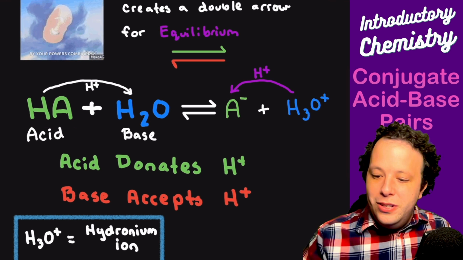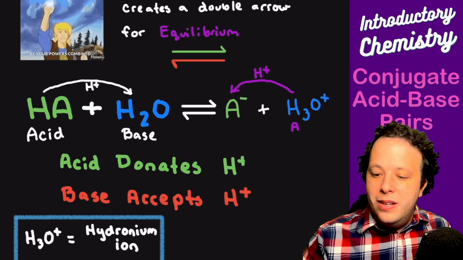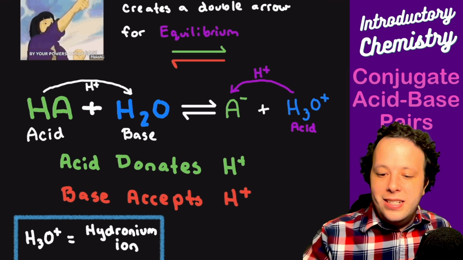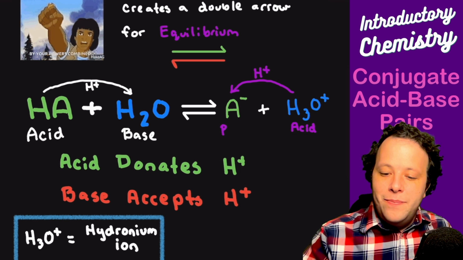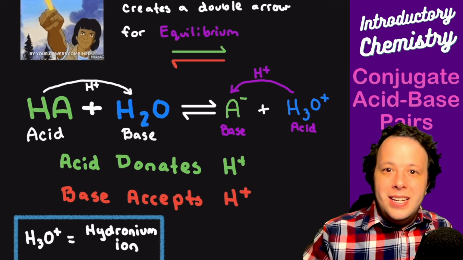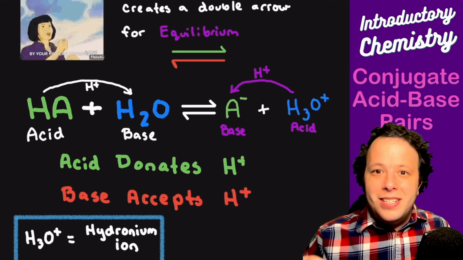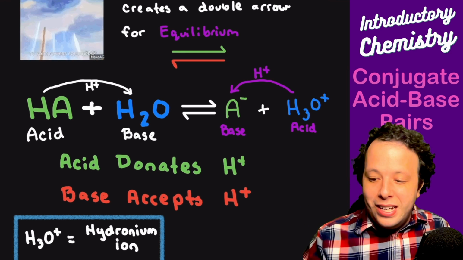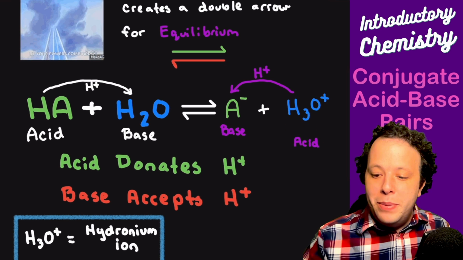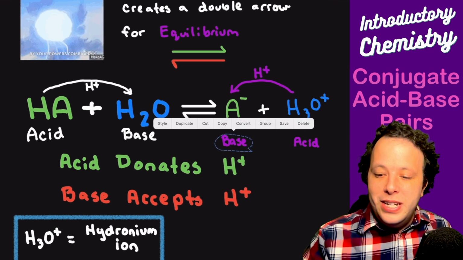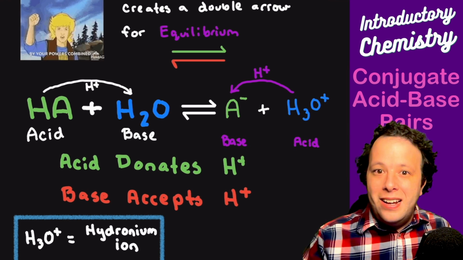So what we can do here is label H3O plus as an acid and A minus as a base. Now, because these are on the product side of the reaction, this is what we refer to as a conjugate acid and a conjugate base. So let's move those names down a little bit, and now we're going to add the word conjugate.